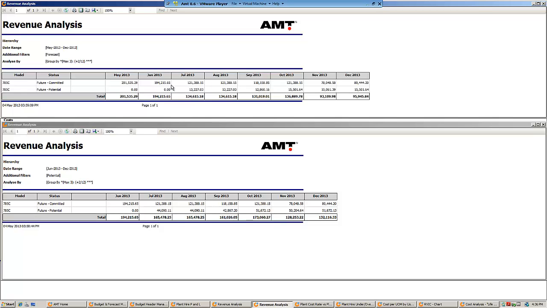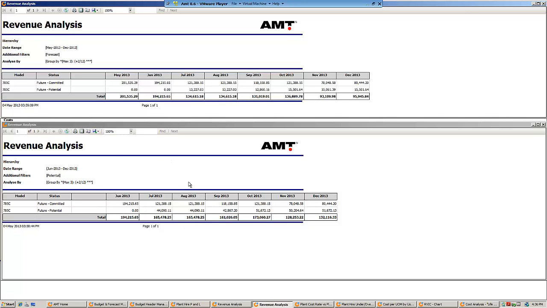So in some of your forecasts, you might have projects that are committed, some that are potential, and some that are probable. We break it into categories depending on the percentage probability that's been assigned. So this gives your forecast revenue taking into account those probabilities.